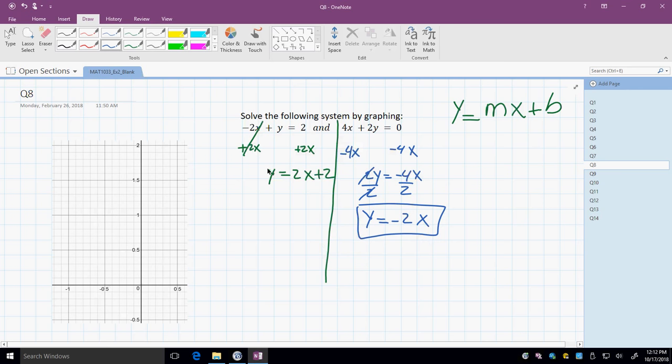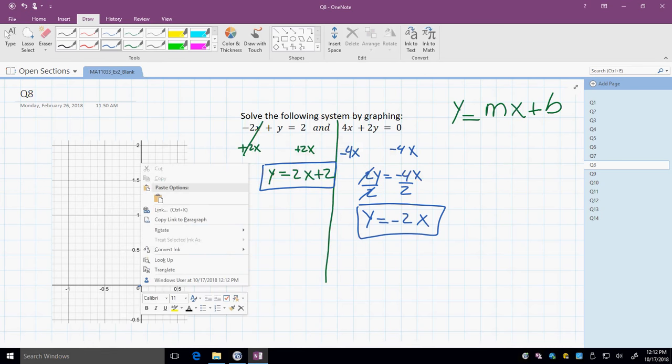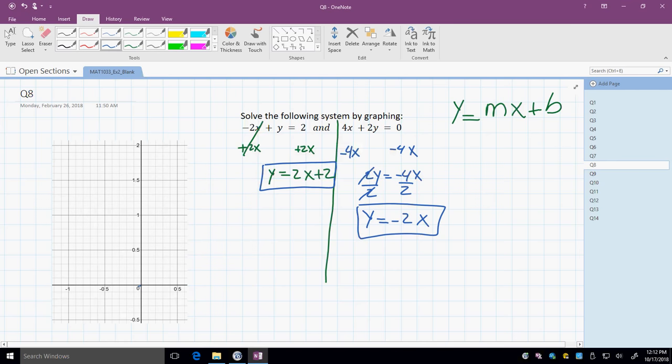This way is a lot easier to graph. The second equation doesn't have a b, that means it's 0. So the y-intercept is right there. Okay. And my slope, I'm going to write it. My slope is negative, and remember it's rise over run.